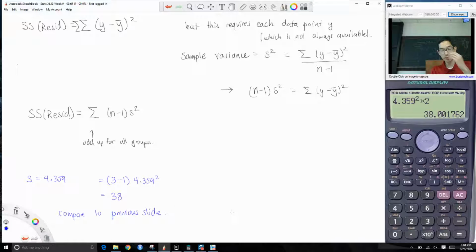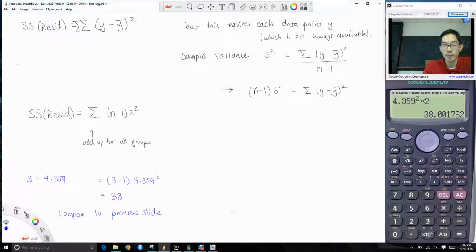Okay, so this is compared to the previous slide, where we figured out the exact sum of squares residuals. Okay, and so again, with Anova, we are breaking out the total variance expressed in sum of squares into the two parts. Part of it due to the fact that the groups have different averages, and part of it due to the fact that individuals are different even within a group.